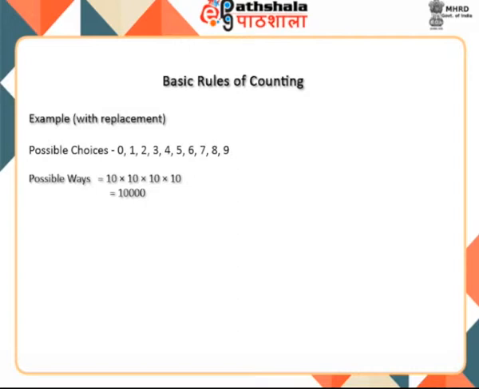Therefore, in general, if we have n objects and we select r of these with replacement, and order is not important, then there are n raised to the power r possible outcomes.